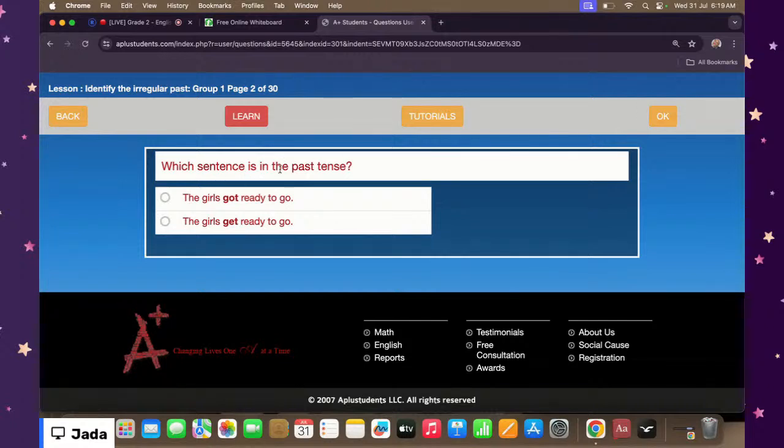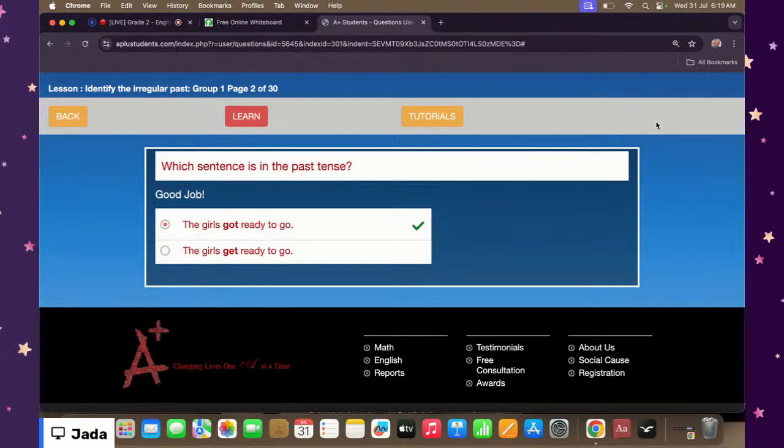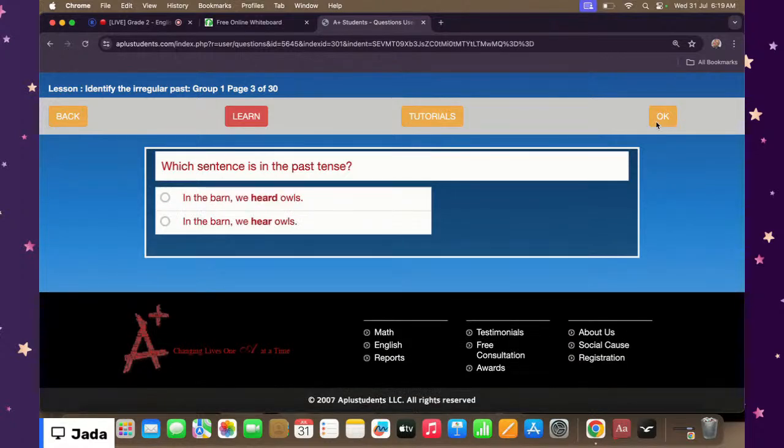Now we have which sentence is in the past. The girls got ready to go. The girls get ready to go. Now get is in the present and got is in the past. Now, which of the sentences is in the past? In the barn, we had owls. In the barn, we hear owls. Okay? Here, hear is the present, and had is the past. Okay? I'm good there. Thank you. How are you doing?